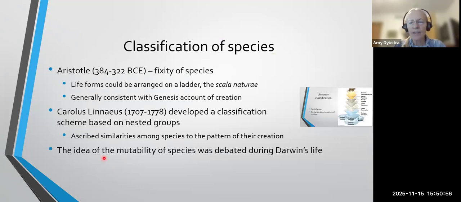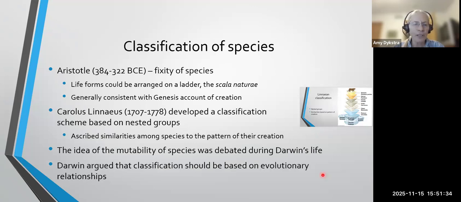However, the idea that species are changeable or mutable was being debated when Darwin was alive. It was kind of in the intellectual air, you might say. This was a topic of conversation when Darwin was maybe sitting around the dinner table with his grandfather, who was thinking about these things. His grandfather wrote poems that suggested that animals, not just animals, but organisms, were changing over time. So this was something that was being debated and discussed.